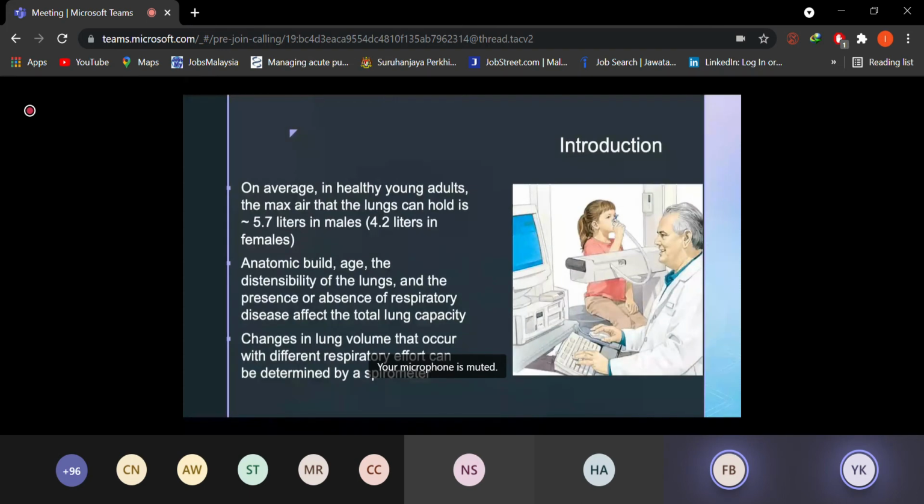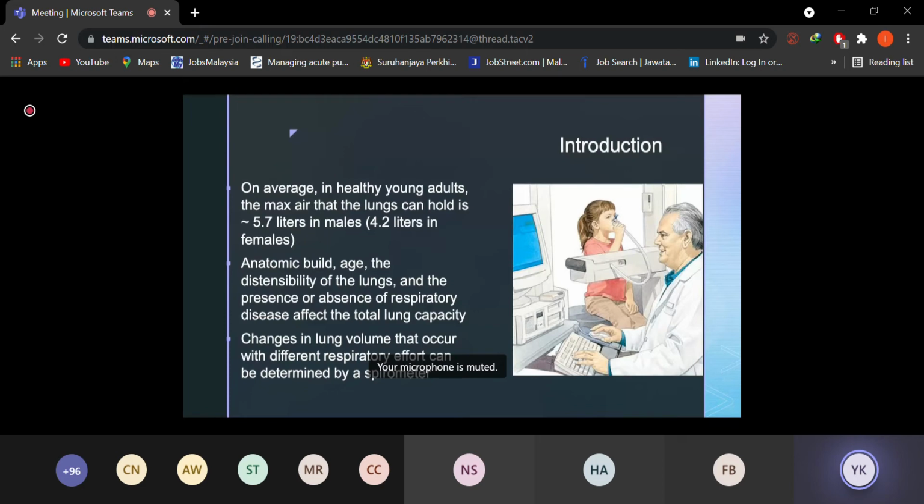So on average, the maximum air that the lung can hold is about 5.7 liters in males and 4.2 liters in females. But this volume can change due to age or diseases. This lung volume can be determined by the spirometer. In your ECE, you will learn what a spirometer is, how to use it, and also the peak flow meters.